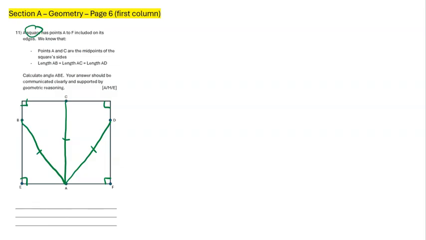We've been asked to calculate angle ABE. Just a reminder, we've got A down here, B down here, E down here. So we're trying to calculate this angle up here. That there is angle ABE. And we need to support our answer with geometric reasoning.